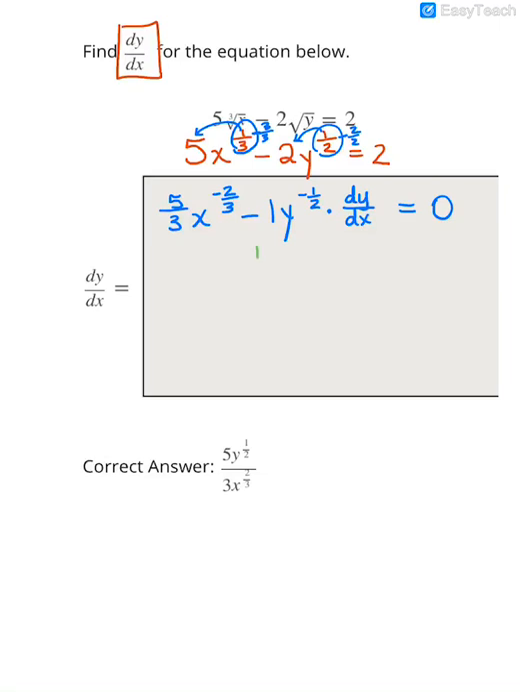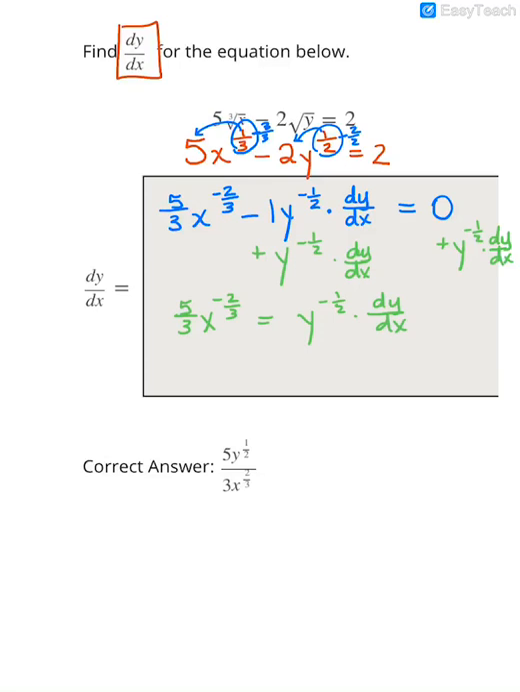So once again, I'm going to add the y to the negative 1/2 term. I'm going to add that to both sides. So plus y to the negative 1/2 dy dx. And then, so let me first rewrite what we've got here. So 5/3 x to the negative 2/3, and that's equal to y to the negative 1/2 times dy dx.